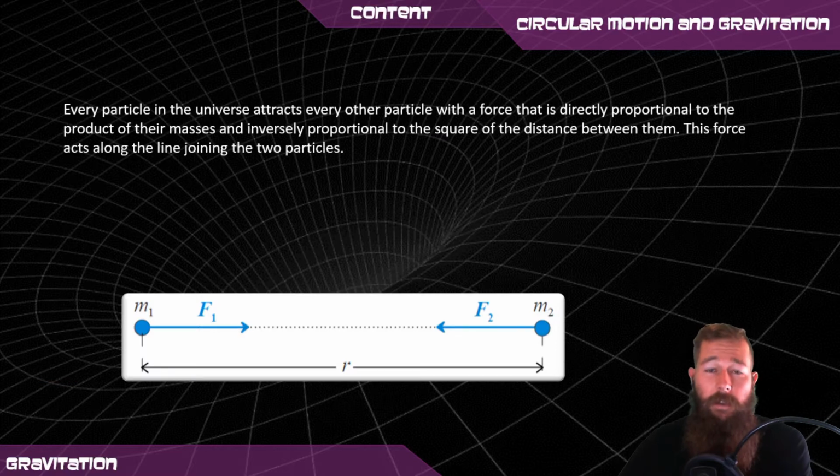Every particle in the universe attracts every other particle in the universe based on the mass of the particles and the distance between them. Even if the distance is the other side of the universe, there's still that attraction, but obviously very weak. The force acts on a line joining the center of masses of the two particles.